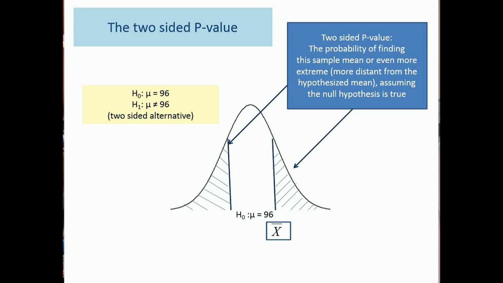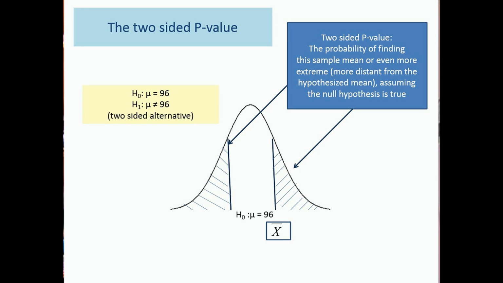The next slide shows the situation for the two-sided p-value. We use a two-sided p-value if we have a two-sided alternative. The two-sided p-value is the probability of finding the sample mean or even more distant from the hypothesized mean on either side, if the null hypothesis is true.